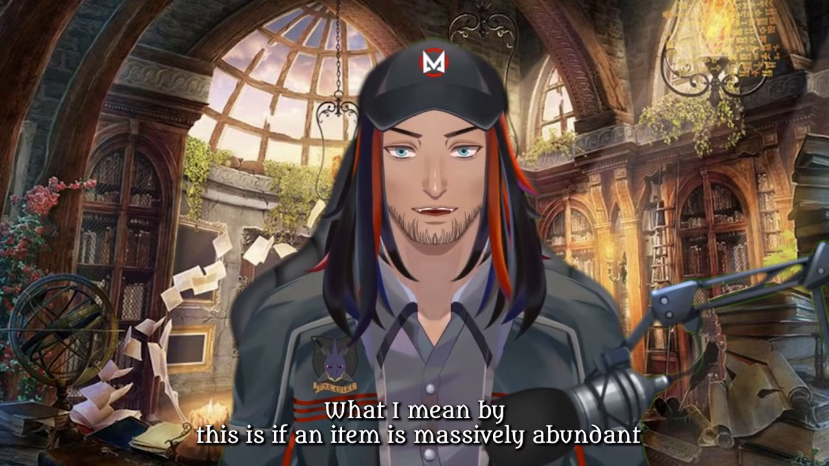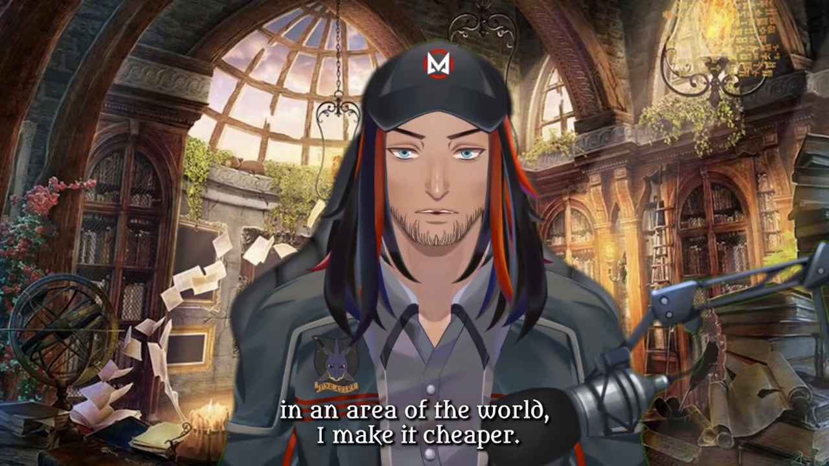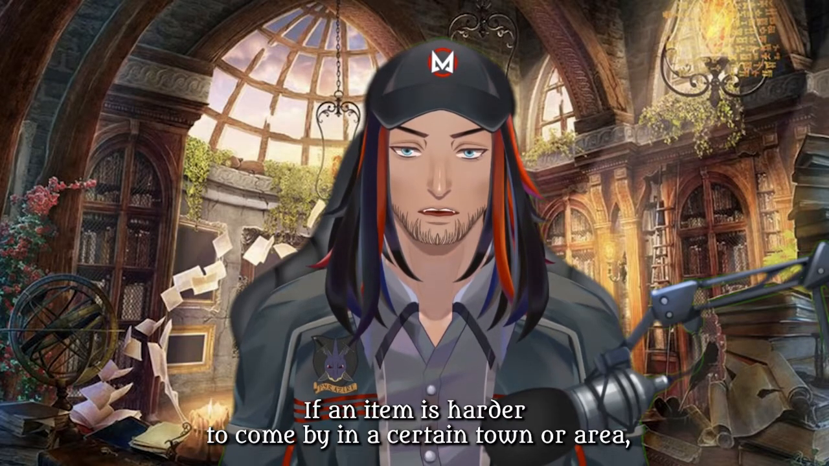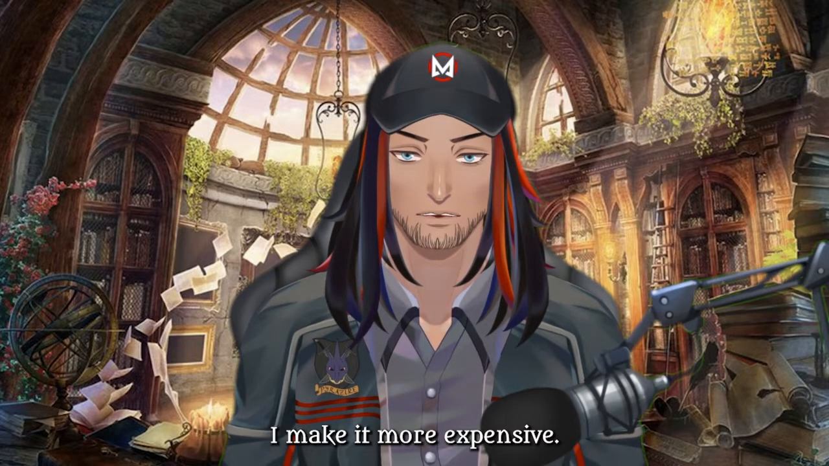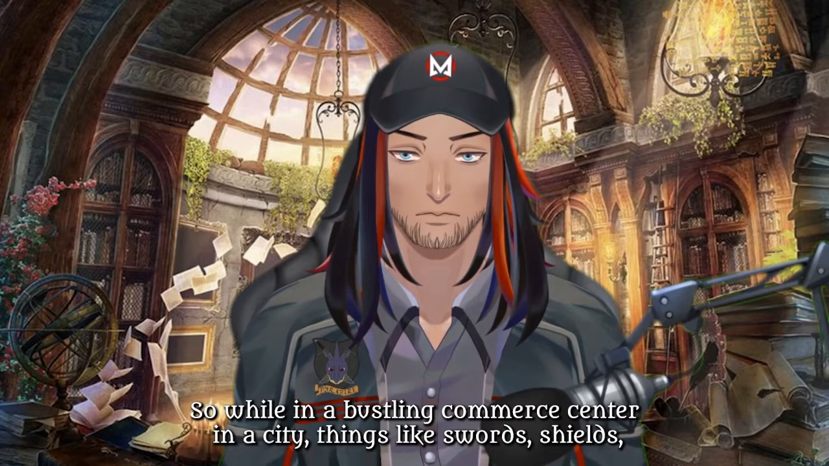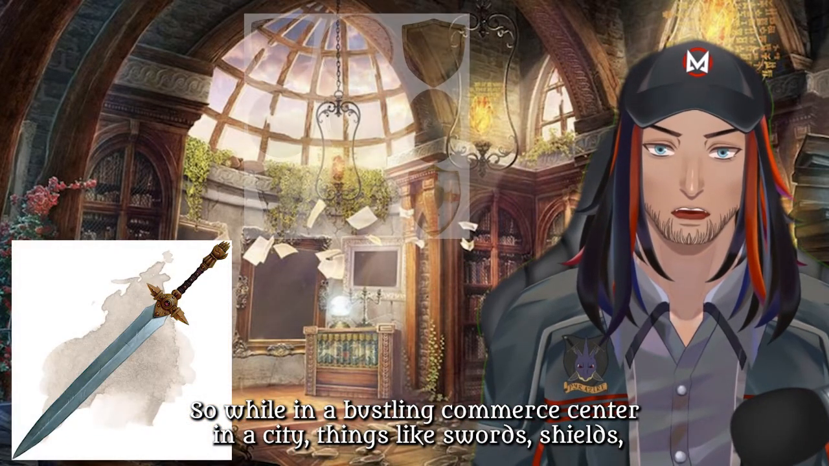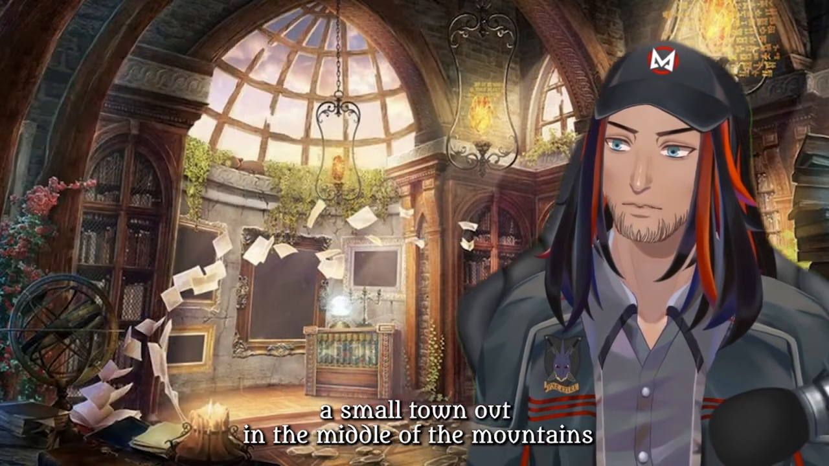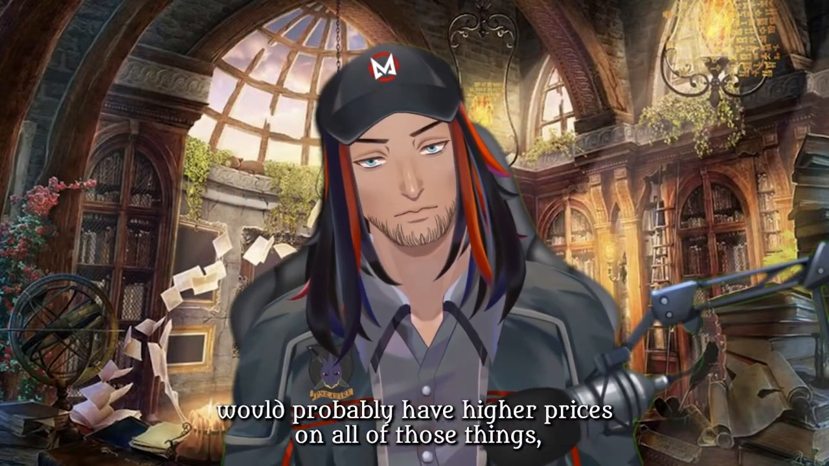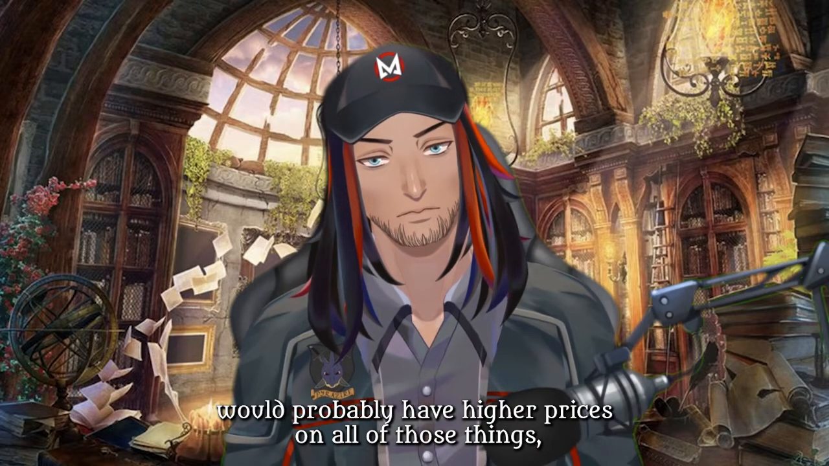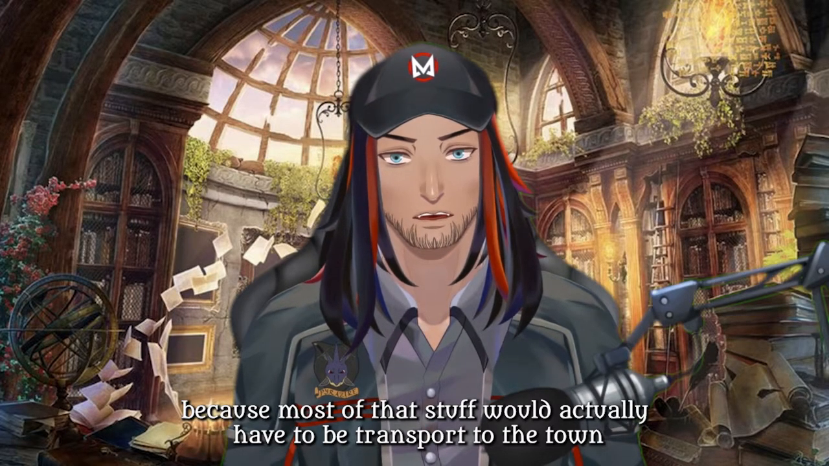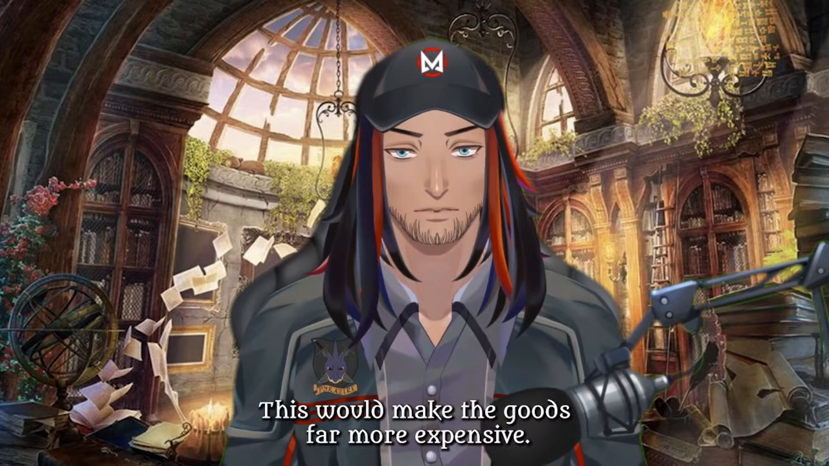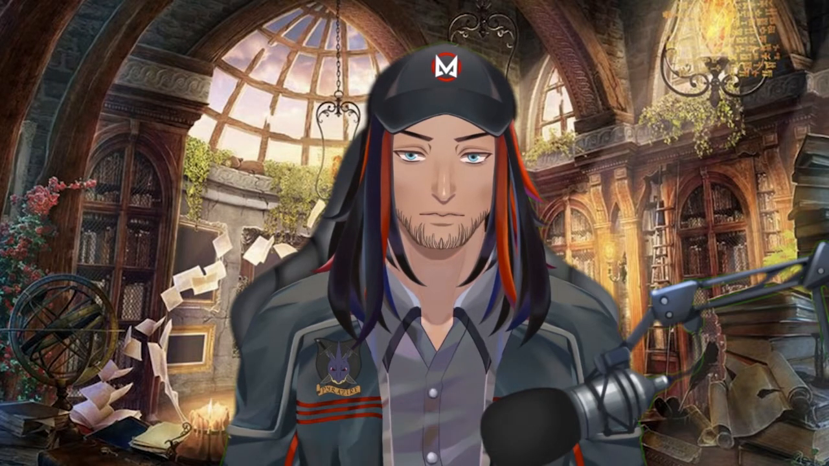What I mean by this is if an item is massively abundant in an area of the world, I make it cheaper. If an item is harder to come by in a certain town or area, I make it more expensive. So while in a bustling commerce center in a city, things like swords, shields, clothing, and healing potions would be in relatively normal supply, a small town out in the middle of the mountains would probably have higher prices on all of those things, because most of that stuff would actually have to be transported to the town and would be brought there by traveling merchants.